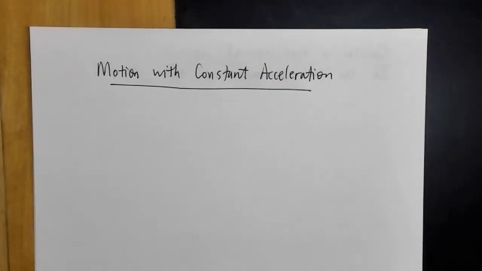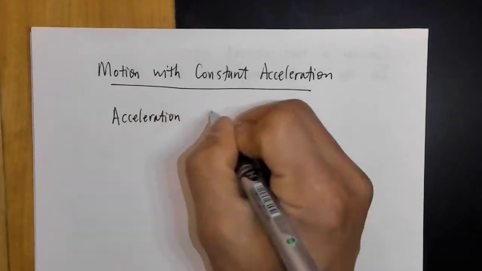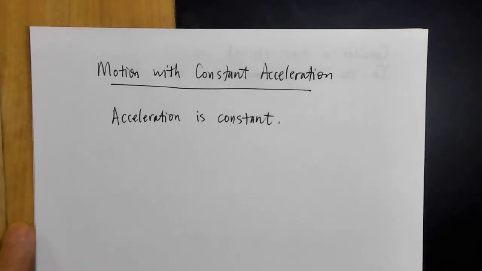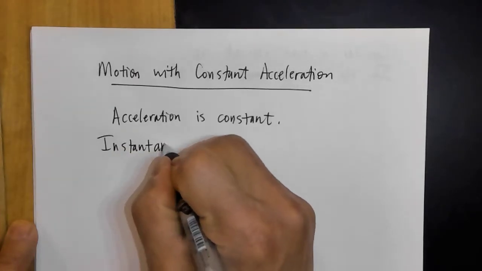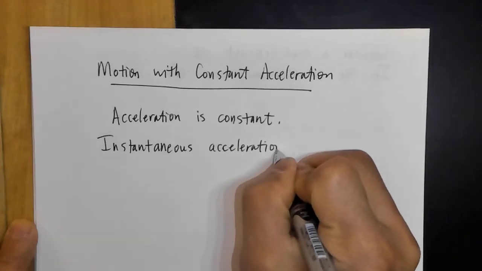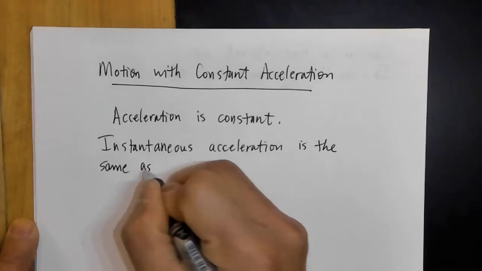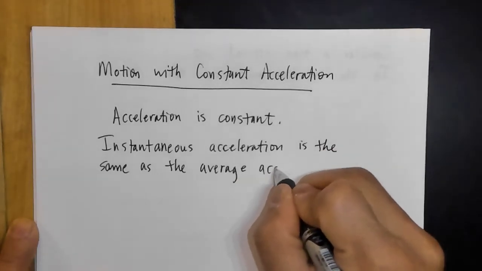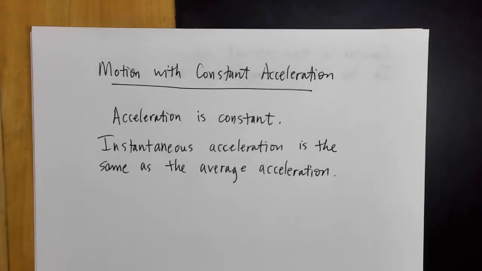So by constant acceleration, that means the case where the acceleration is, you guessed it, constant. It doesn't change with time. So as a result, the instantaneous acceleration is the same as the average acceleration. That's not really surprising. If the acceleration is not changing, then saying instantaneous or saying average doesn't really matter. They're all the same accelerations, right? Make sense?